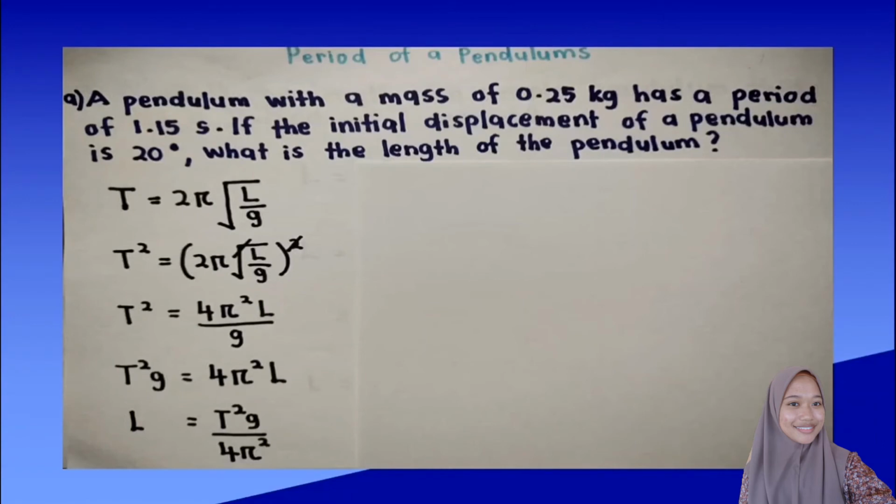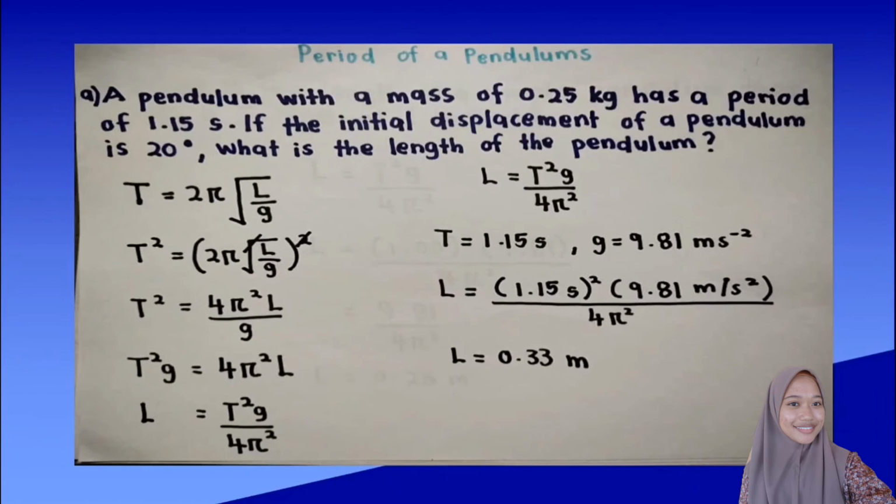Kita kuasa 2 both side untuk hilangkan punca kuasa dekat formula. After that, kita bawa G naik atas. So akan dapat T kuasa 2 G sama dengan 4 pi kuasa 2 L. So kita pindahkan 4 pi kuasa 2 tu kat sebelah. So akan dapatlah L sama dengan T kuasa 2 G per 4 pi kuasa 2.